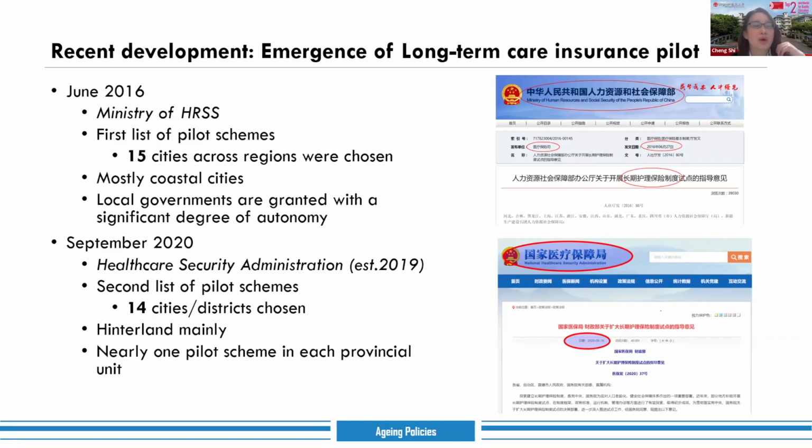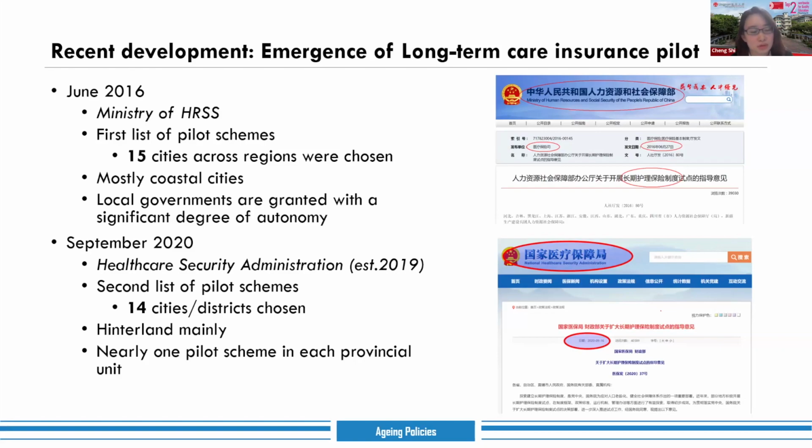In the first pilot plan, these 15 cities were mostly coastal cities. It means that they are more developed cities. And also in this national policy design, it mentioned that the local governments are granted a significant degree of autonomy.